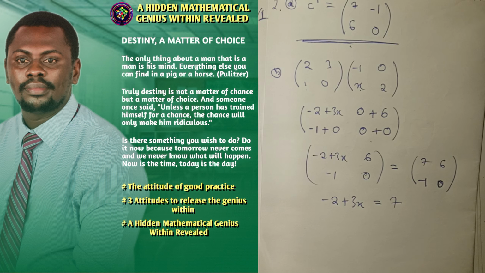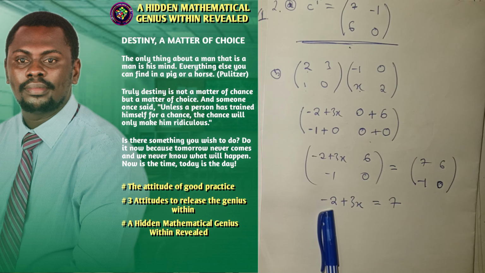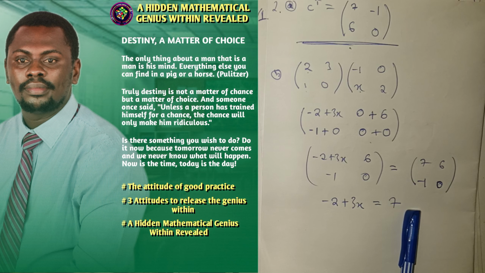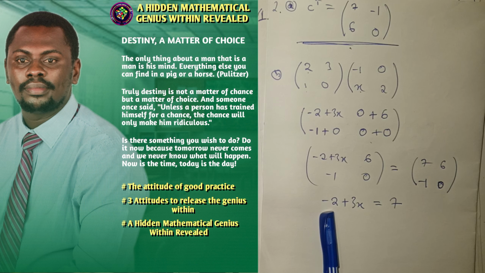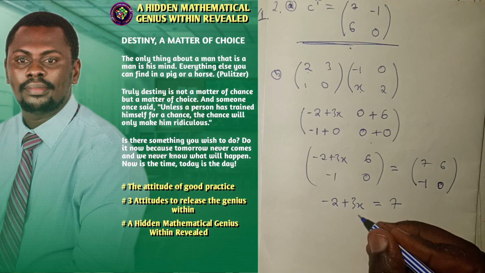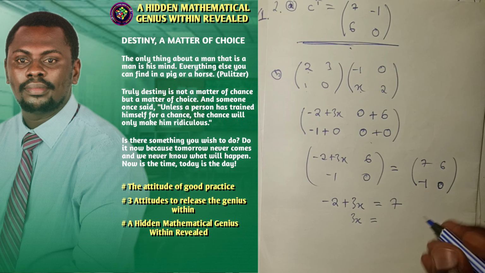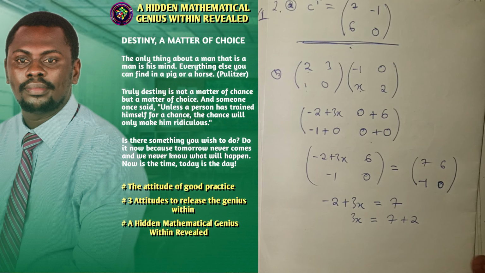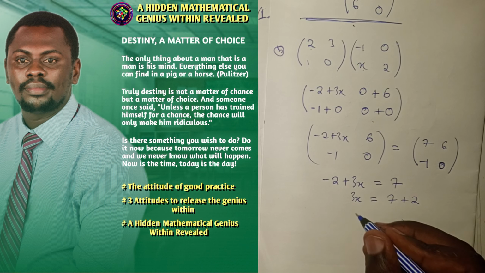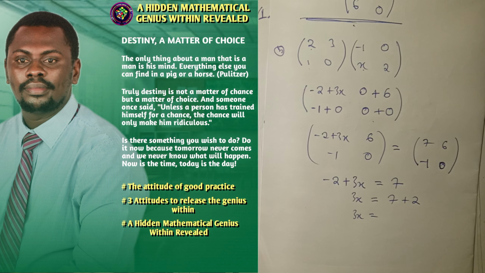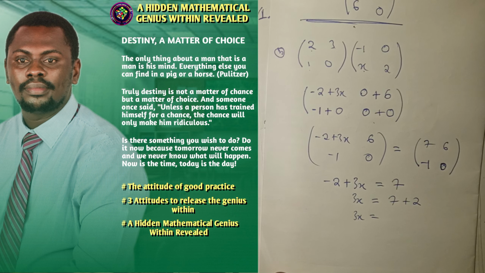Since we are solving for x, we need to make sure that this side of the equation we remain with just x. So this -2 here, we'll take it to this side of the equation. Here it is -2, this side it will be plus 2. So we are going to have 3x is equal to 7 plus 2. What is 7 plus 2? Yes, 9. So we have 3x is equal to 9.